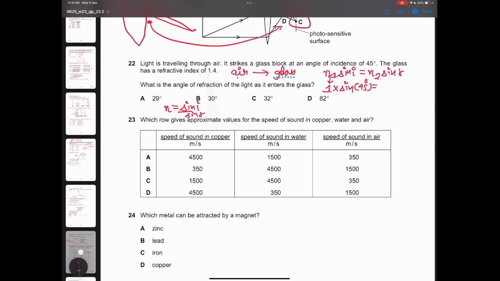It is 1.4, and sin r is what you are trying to find out. So sin r will be equal to sin 45 over 1.4. Just make sure to do the sin inverse of it and you will get the angle of refraction. You get the maths. Option should be B. You just need to do sin 45 over 1.4 and take the sin inverse of all of it.